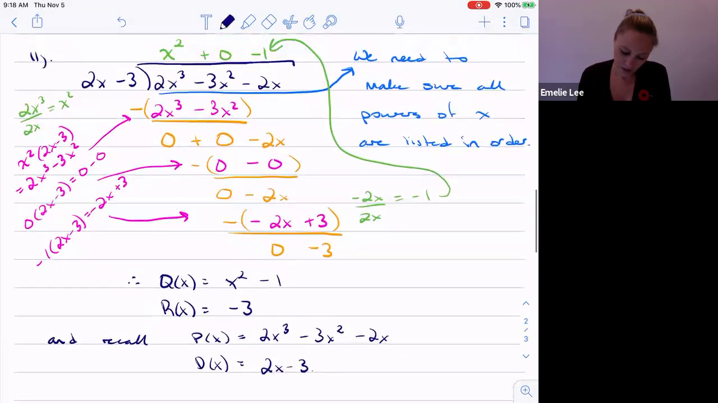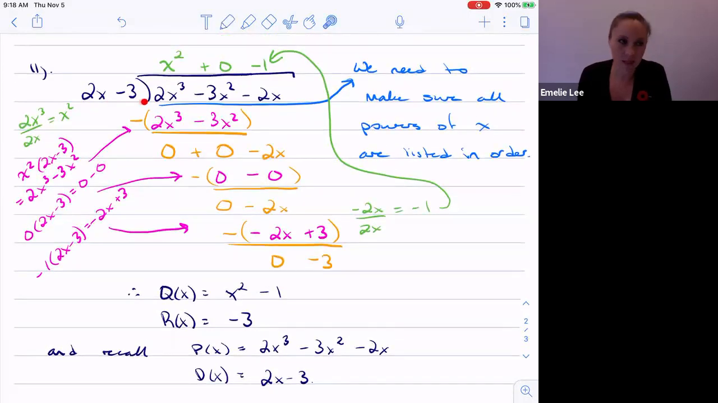So we won't use the remainder theorem because it needs to be in the form of x minus c. And here we've got 2x minus 3. So we would need to rearrange this, but that's not the division that we've done. So we can't use the remainder theorem. It only applies for x minus c as the divisor.